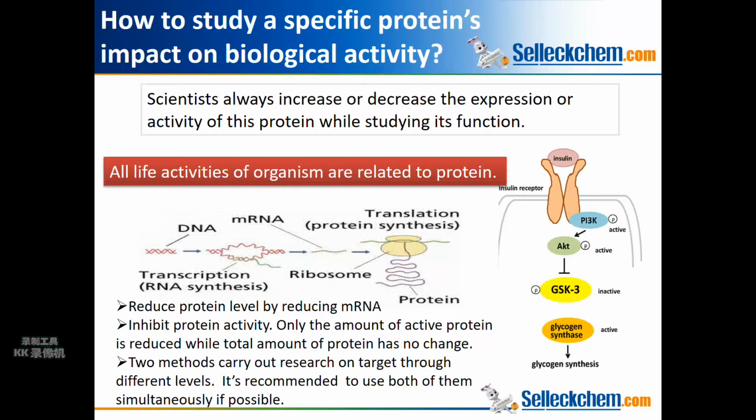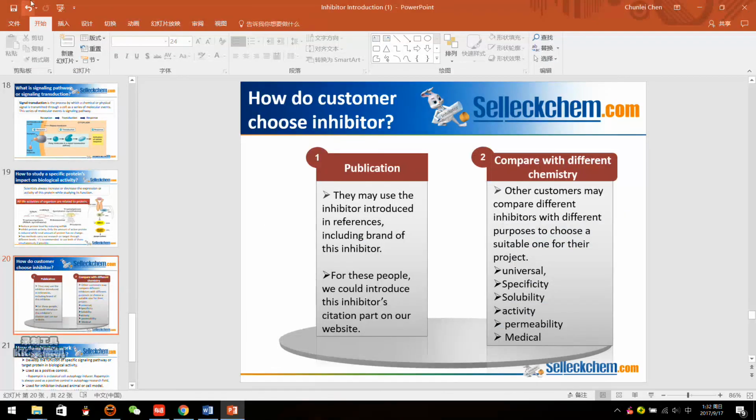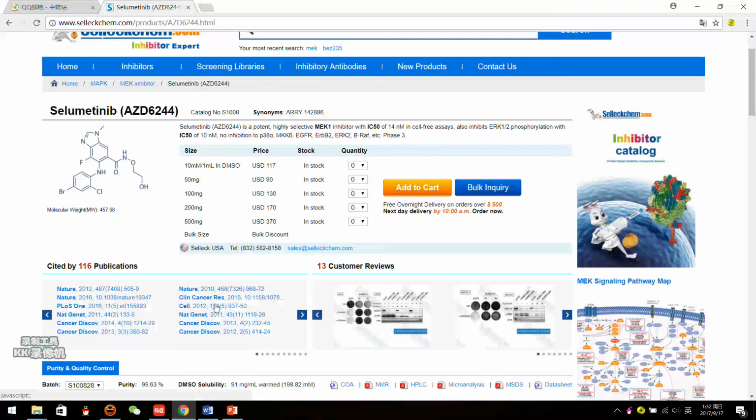How do customers choose an inhibitor? Some customers prefer to choose inhibitors based on the references. They will directly follow the literature of the compound or even the brand of inhibitors. For these people, we could introduce this inhibitor's citation part on our website, like this one. I mean this part.